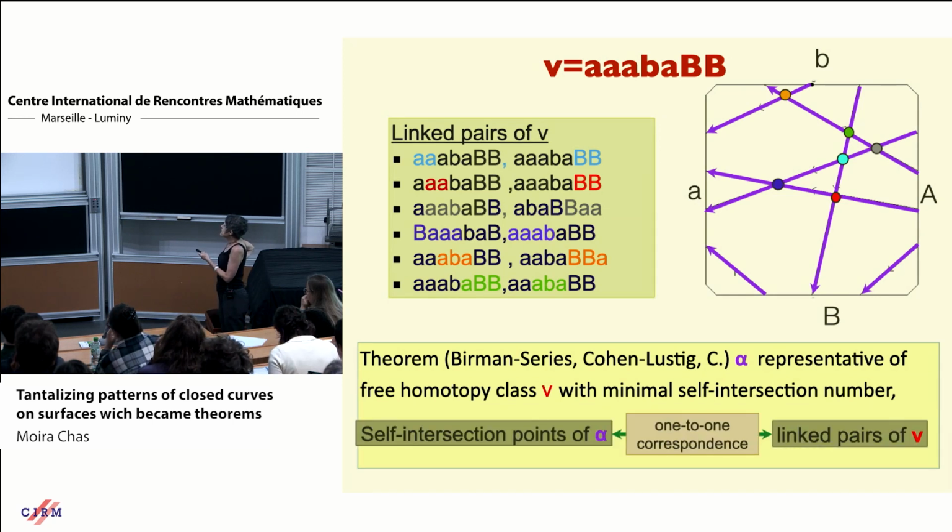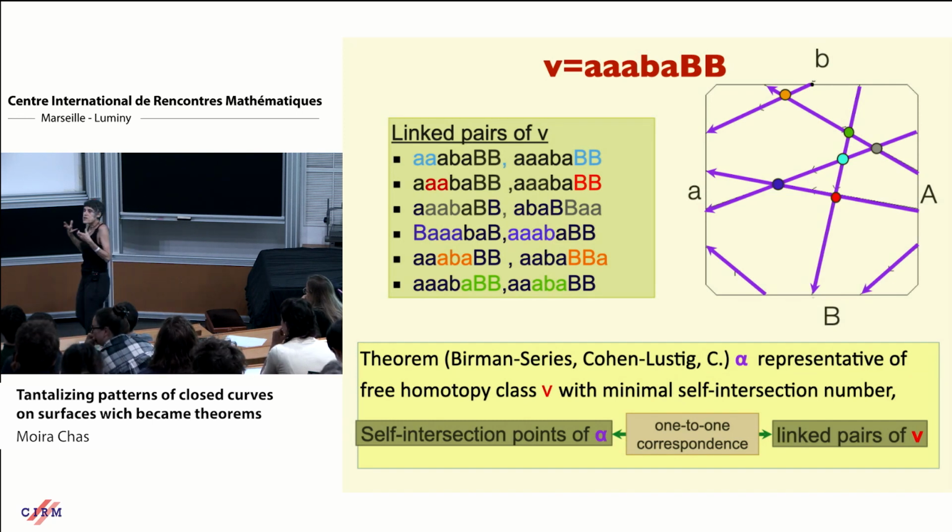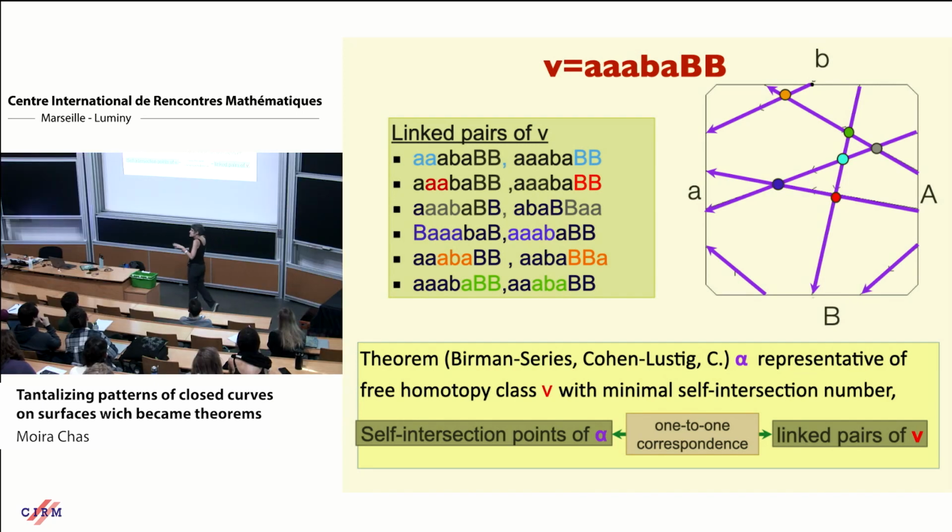Basically, this says that if you have a curve that intersects in the minimal possible number of points, there's a one-to-one correspondence between the self-intersection points of this representative of your class and these special pairs of subwords. So if you give me a surface word, there's a list of pairs. When I look at my curve word, I find how many of this list of pairs it contains, and that's the self-intersection number of that class.